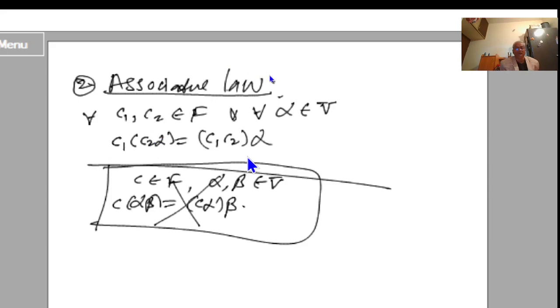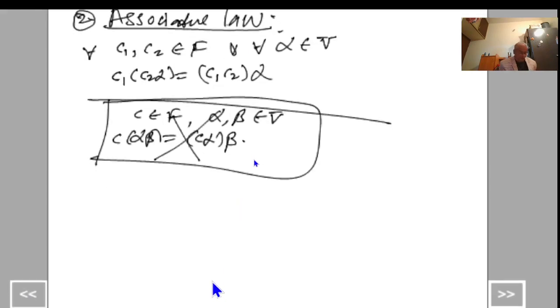This must be satisfied. And what is the third axiom? Third axiom is distributive laws.